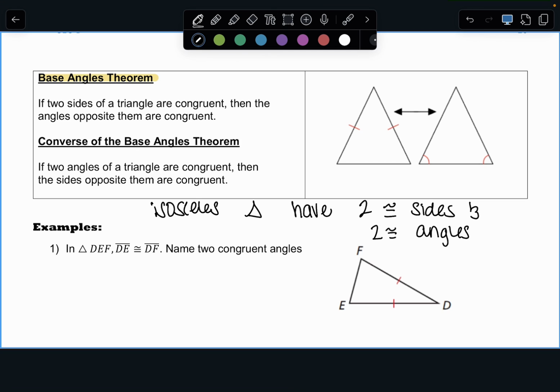And that relationship works both ways. So if we start with two congruent sides, we use the base angles theorem to get two congruent angles.